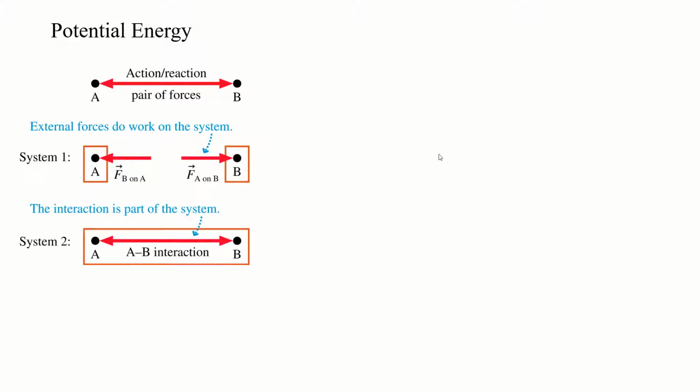Now, if we look at the system another way and treat particles A and B as one single large system, interacting together, there are now no external forces on this system, right? This interaction between A and B is an internal force in that system. So the work done on that system is now going to be zero, right? There are no external forces that can be doing work on that system and adding energy to it or taking energy away.